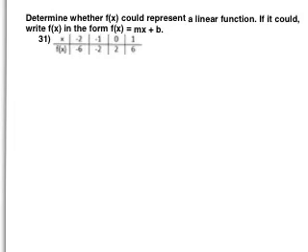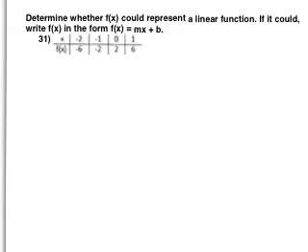Number 31, determine whether f of x could represent a linear function. If it could, write f of x in the form f of x equals mx plus b. So this is not whether it's a function or not. It's already told us it's a function. It's whether it's a line. A linear function is a line. And there's a special quality a line has in that its slope never changes. So what we need to do is determine slope, and then determine what the y-intercept is, right?